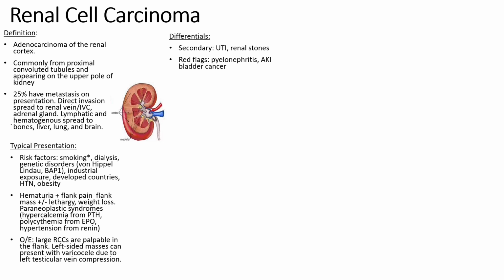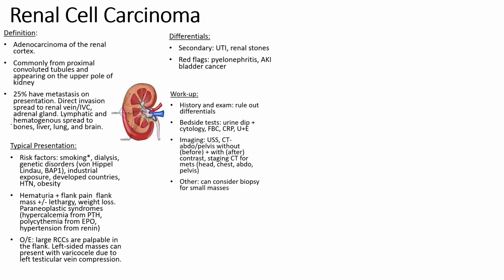A good history and exam will help rule out differentials, and then at the bedside, a urine dip with cytology is useful, again, just like bladder cancer. Then routine FBC, UNE, CRP. For imaging, an ultrasound of the kidneys, CT abdo and pelvis first before contrast, and then after contrast has to be done.